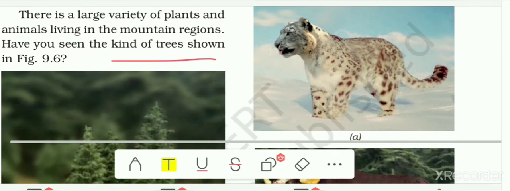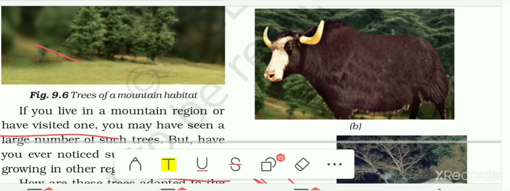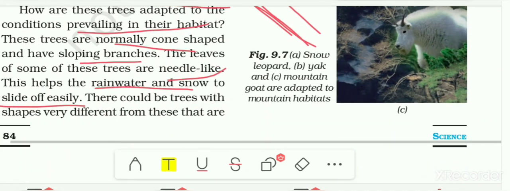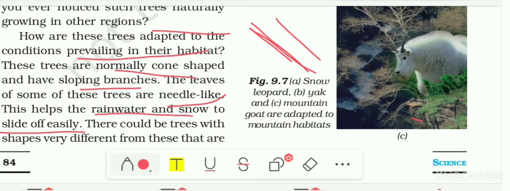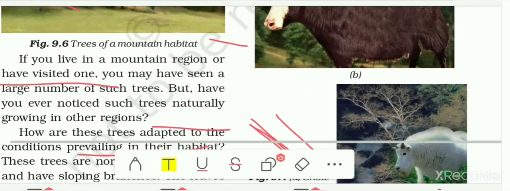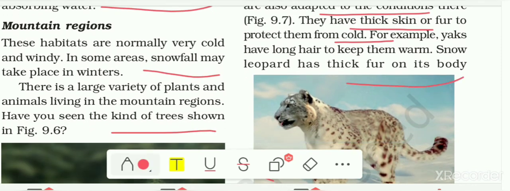Before that, let me tell you about these animals which are living in the mountain region. Here in the first figure, the snow leopard is shown, which is generally found in the mountain region. In the next figure, the yak is shown, and the last one shows the mountain goat. These are some examples of animals found in the mountain regions. Here their adaptation is given to you.